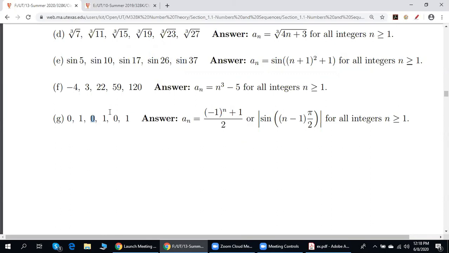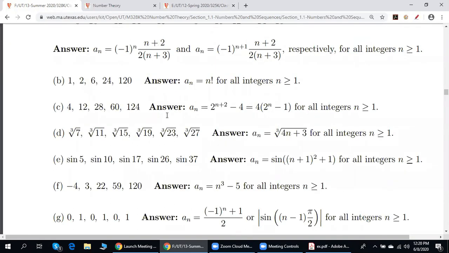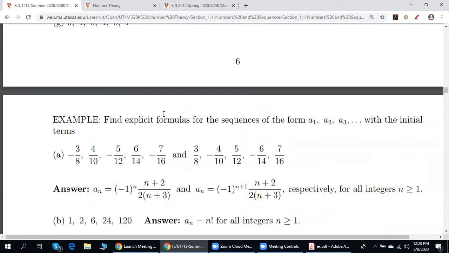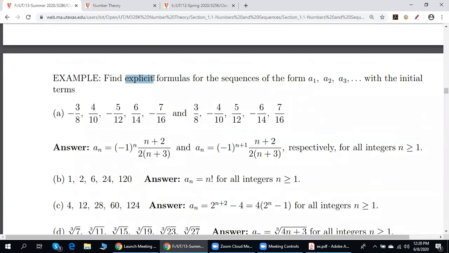Folks, we are done with section 1.1. Any questions here? Yeah, could you also have used a modulo function for g? Yes, we can, but first of all, we do not know modular arithmetic yet. This will be discussed later. Secondly, here I ask you to find explicit formulas, meaning I need algebraic expressions.